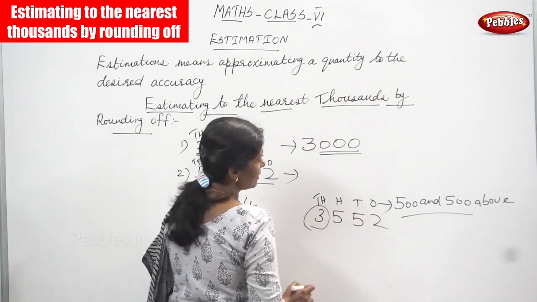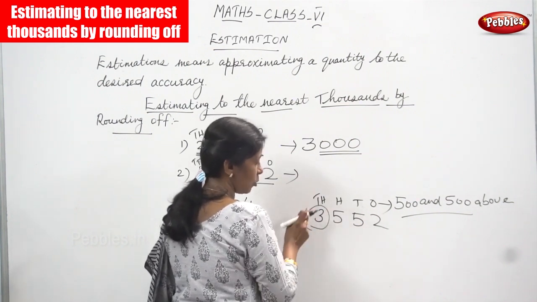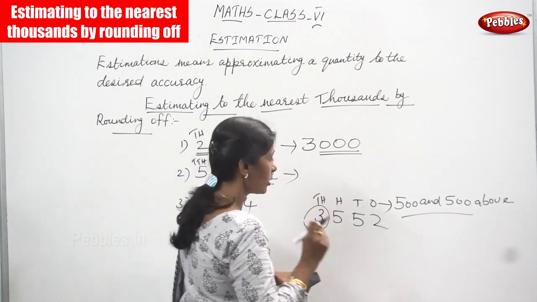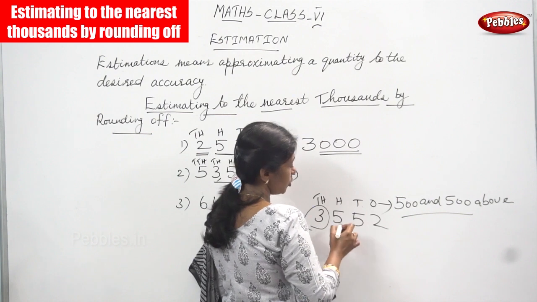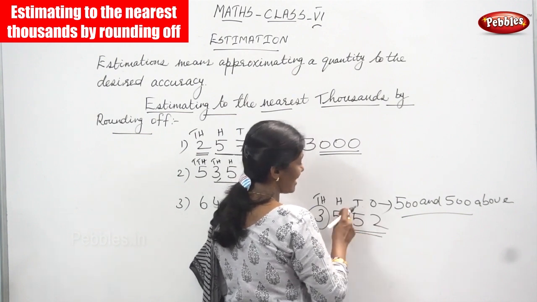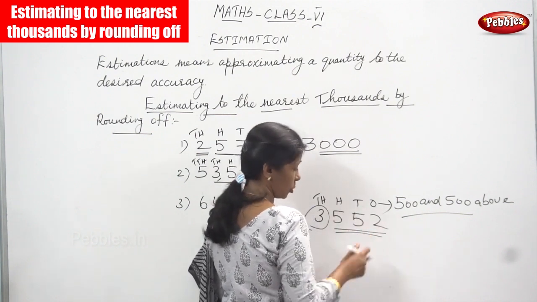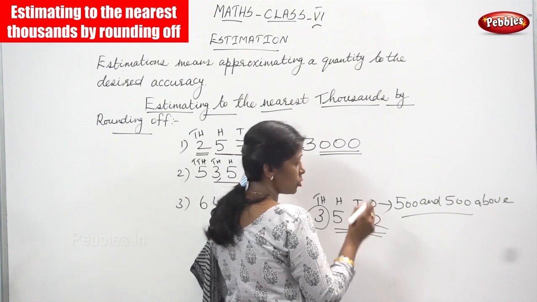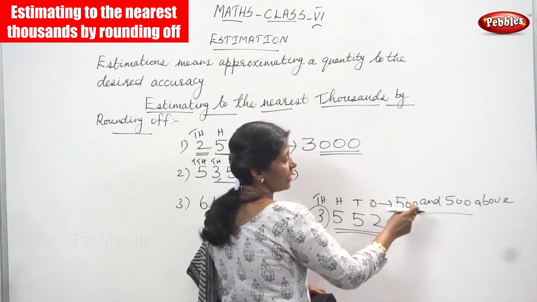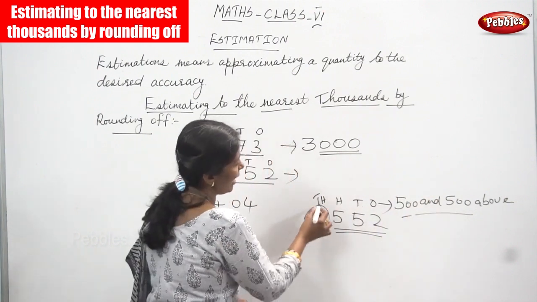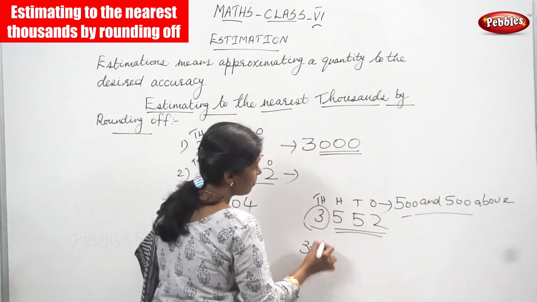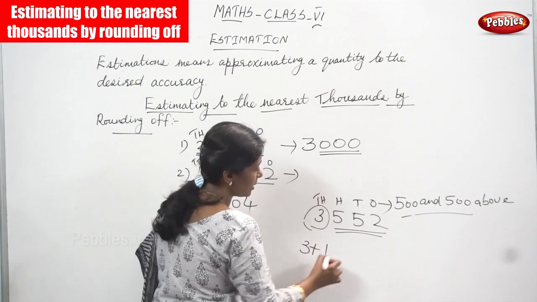3. And even though you have to change the 1,000 place value for the nearest 1,000, you have to consider the 100, tens and ones place values also. So what is the number? 552. You know that 500 and 500 above means you have to add 1 with the 1,000 place value. So 3 plus 1, it becomes what?